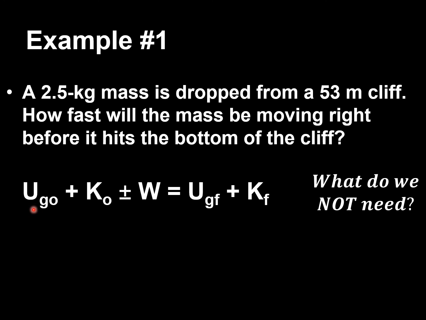So with two types of energies, that brings us to our conservation of energy equation. I have initial gravitational potential energy plus initial kinetic energy plus or minus any work done in the system, equal to the final gravitational potential energy plus the final kinetic energy. Our first step, rather than having this big, huge equation, is to cross out the things that we don't need. We have height at the beginning, so we have gravitational potential energy at the beginning. But it starts from rest because it's being dropped, so our initial kinetic energy is equal to 0, and we can cross that out. In this process, we don't have any outside forces, we don't have friction, and we don't have anybody pushing on it, so we don't have any outside work being done.